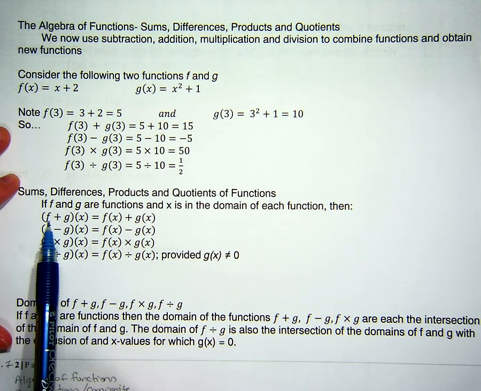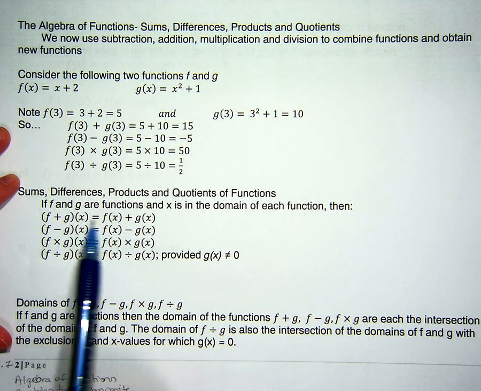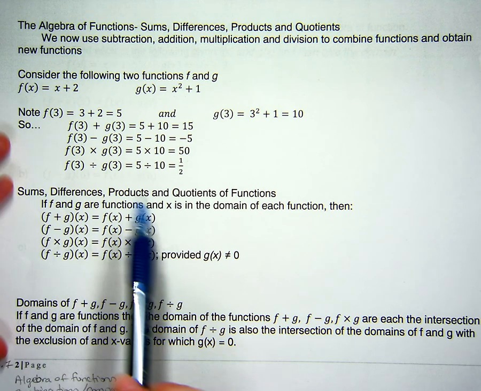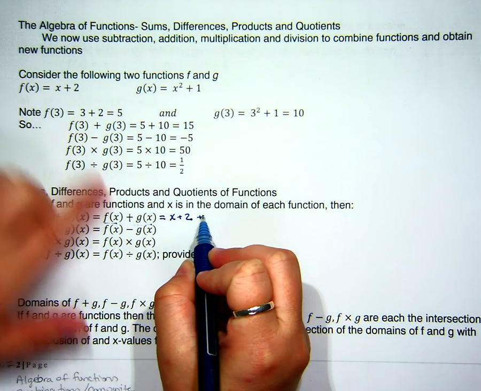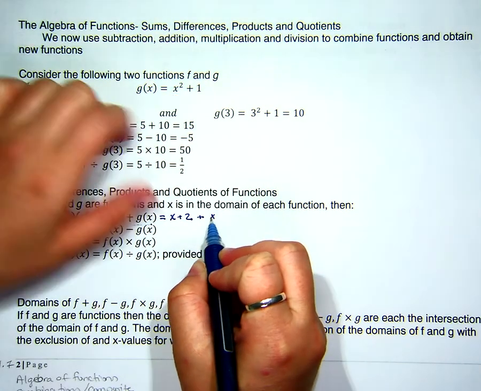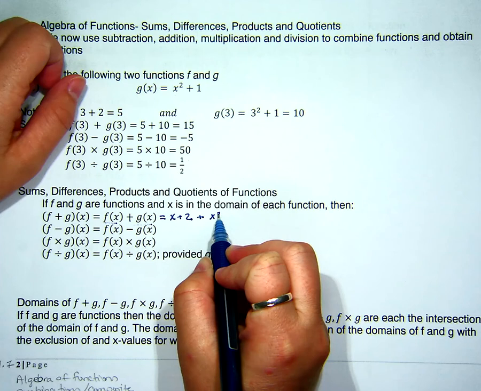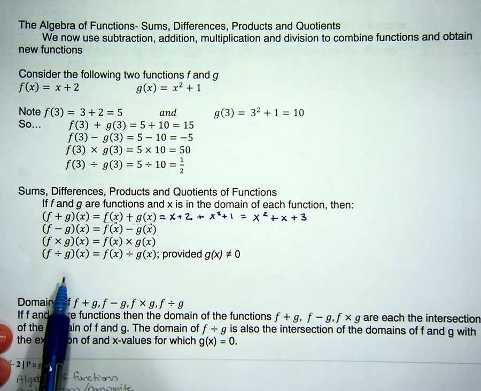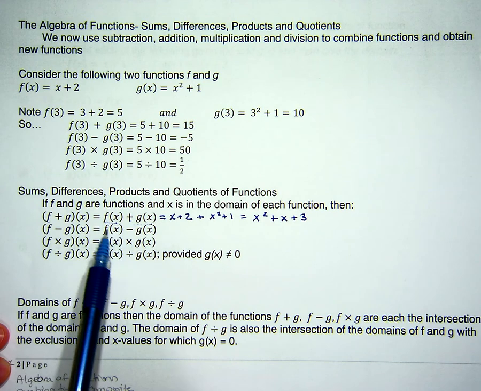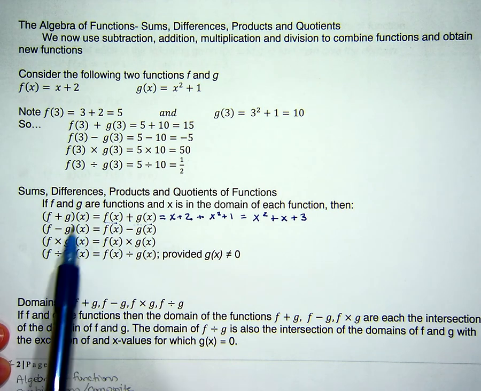If I want to say what's f plus g of x, it's simply f of x plus g of x. So for example, f of x is x plus 2. Bring your plus symbol over. g of x is x squared plus 1. Combine like terms: x squared plus x plus 3. And that would be your f plus g of x. We're going to have some examples here in just a moment going over these ideas.